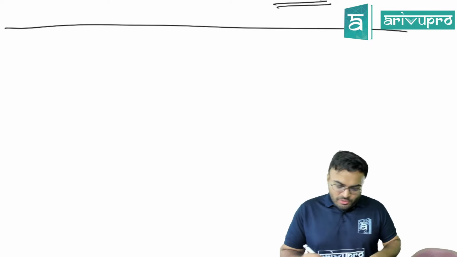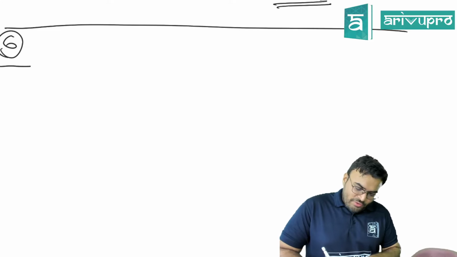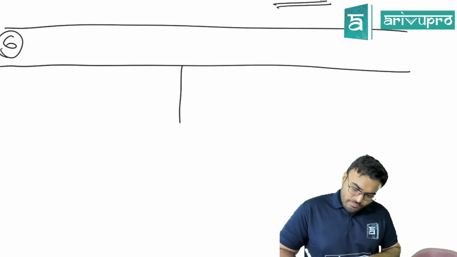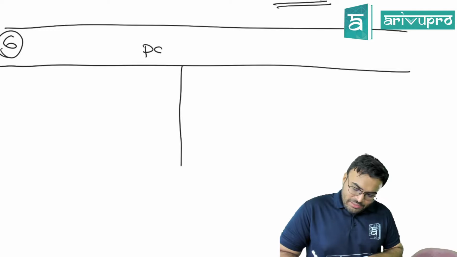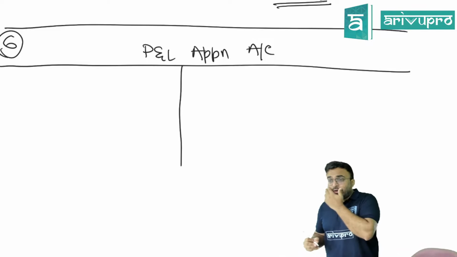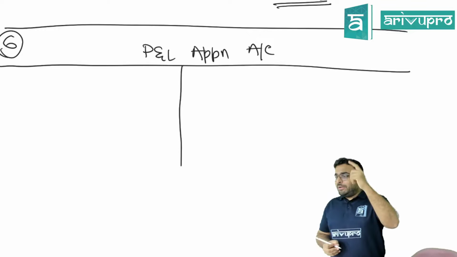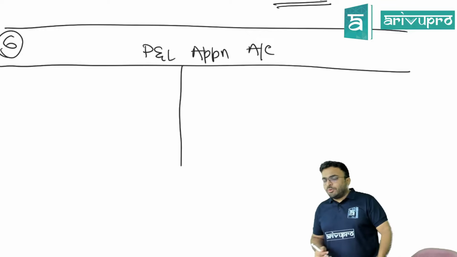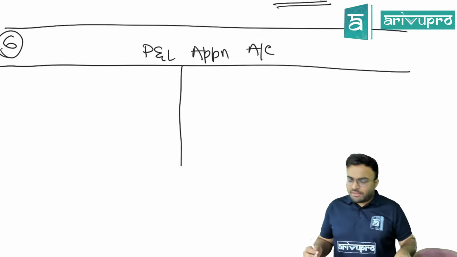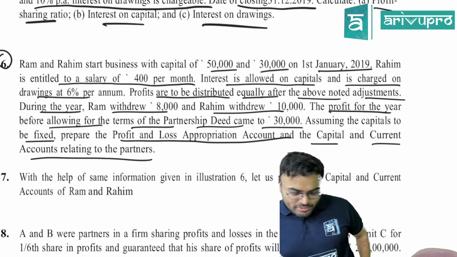Now, question number 6. First, we'll prepare the P&L appropriation account. Here I am not doing it simultaneously because you need to get a grip of it. But when we go to admission and all, we are doing everything simultaneously. Now tell me how much profit is there.